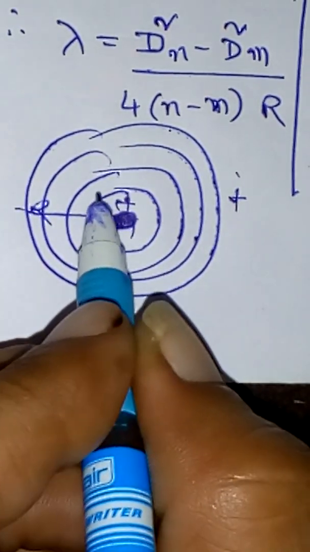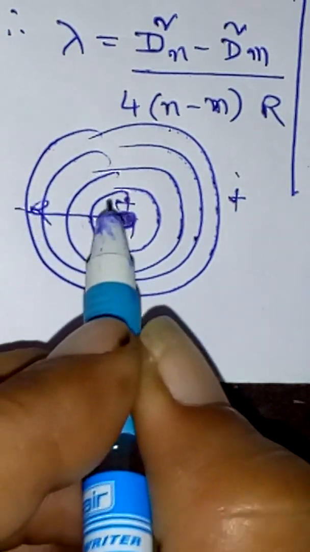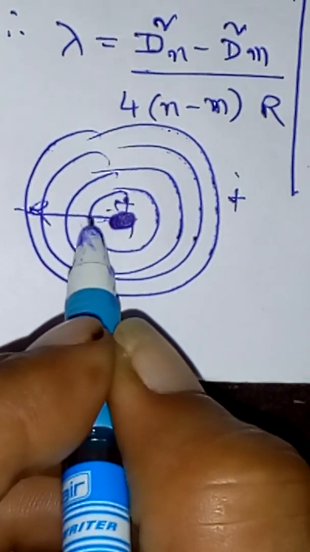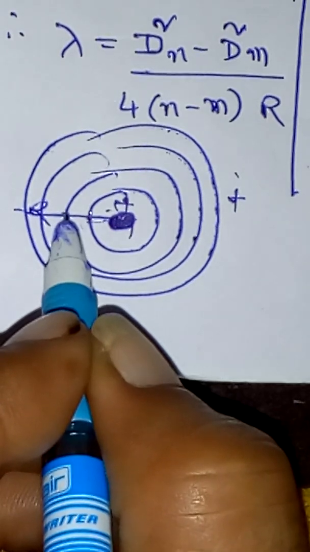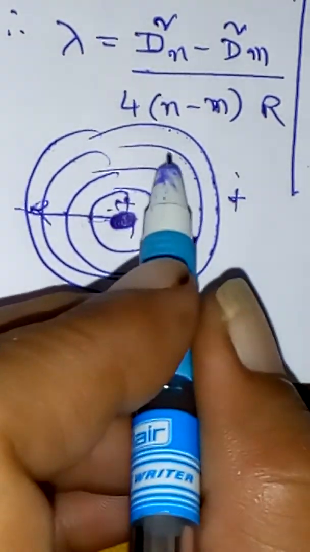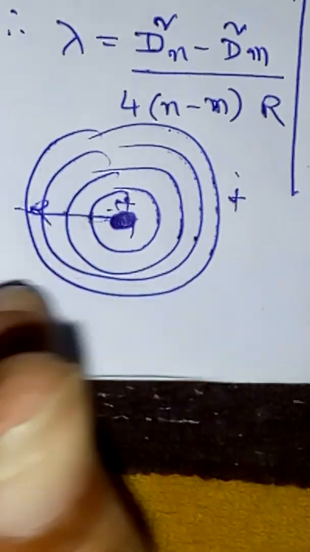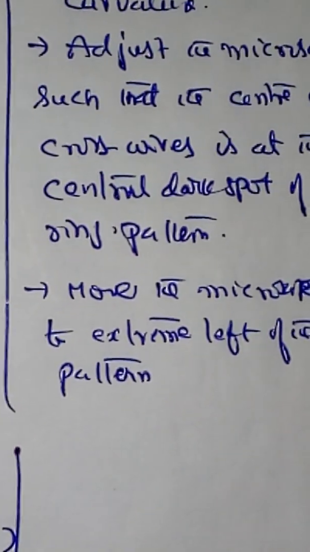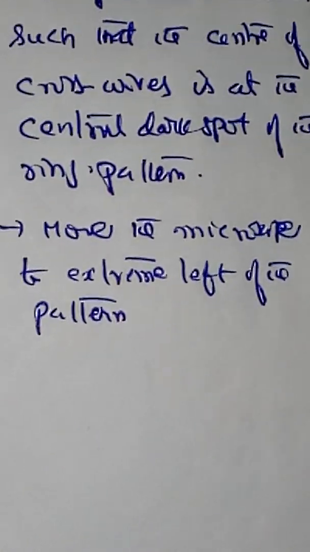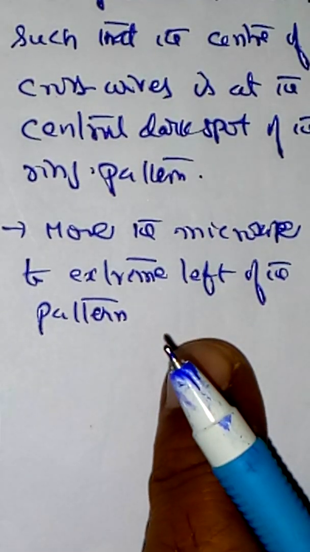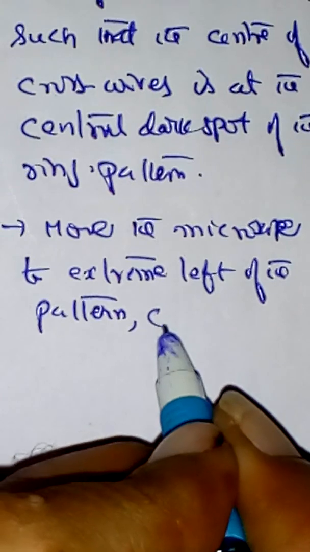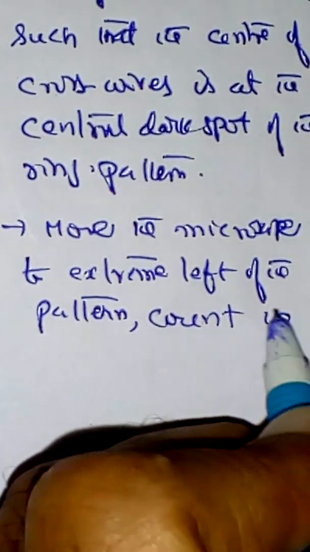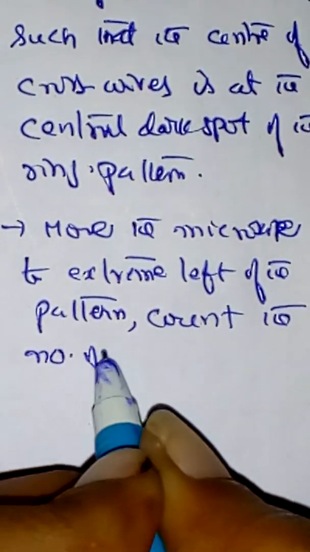So while moving, you have to count the number of rings. Suppose by the time the crosswire comes here, it becomes 1. Again, when you are moving, by the time the crosswire comes here, it becomes 2, it becomes 3. Like that, you are taking the number of the ring. So this is what it means by saying, move the microscope to the extreme of the pattern. Count the number of rings.